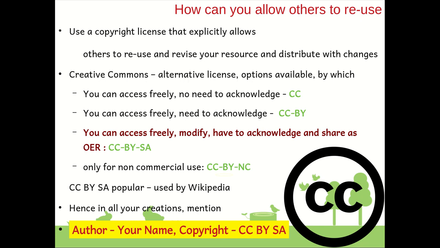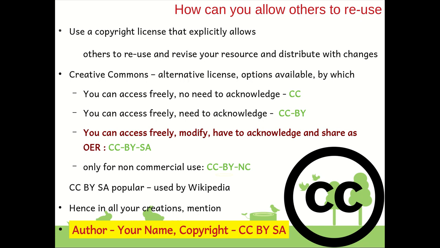Now, if somebody else takes the resource you have created, which you have licensed under CC BY SA, it means they can modify it, they can make copies of it. But if they modified it, the modified version should also have the license CC BY SA. So CC BY SA clause ensures that a resource that once is open, any variant of it also will continue to be open. It cannot become closed. The CC BY SA clause is also used by Wikipedia, and it's one of the popular Creative Commons licenses.